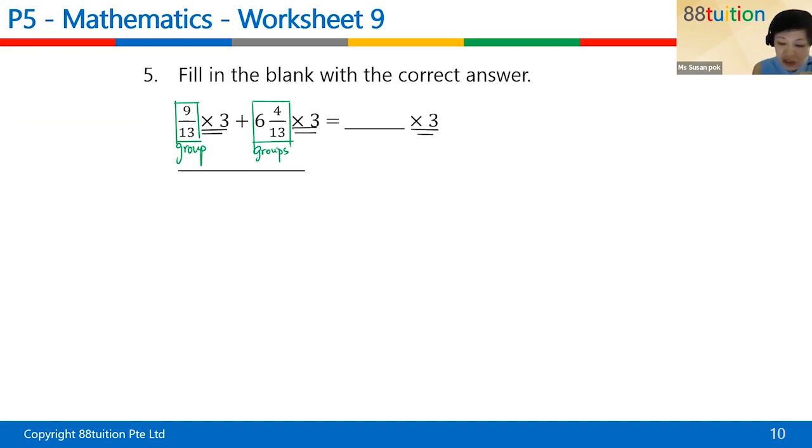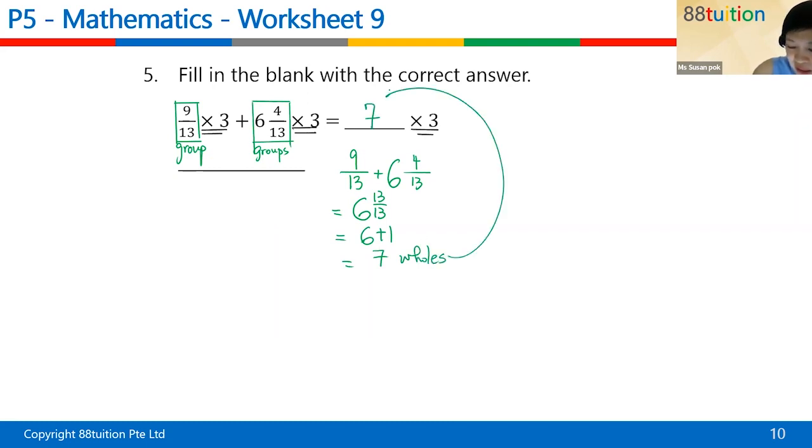All right, how do you add the fractions? Emma, can I have your contribution? 9 over 13 plus 6 wholes 4 over 13. Do you have this? Yes or no? No. Okay, then how to add them together? I will have 6 wholes, 13 out of 13, which is 6 wholes plus 1 whole. Do you get 7 wholes? This is 7 wholes, technically. 7 wholes of 3.